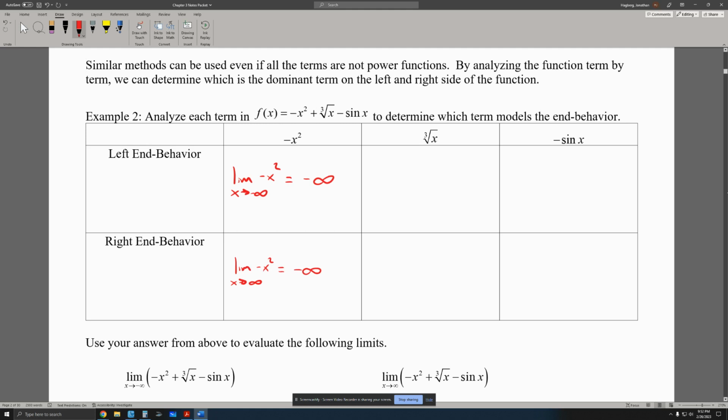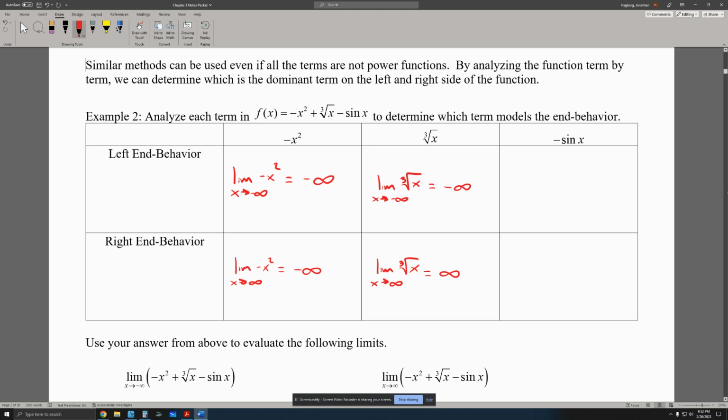Next up, the cube root term. Here we have that S-shaped graph. So we have the limit of the cube root of x as x approaches negative infinity is equal to negative infinity, the left-hand end behavior. And then the limit of the cube root of x as x approaches positive infinity is equal to positive infinity.